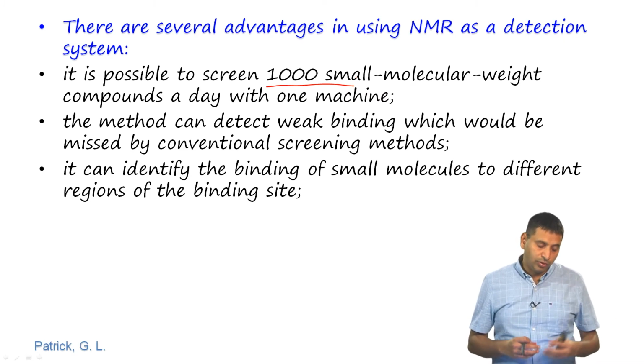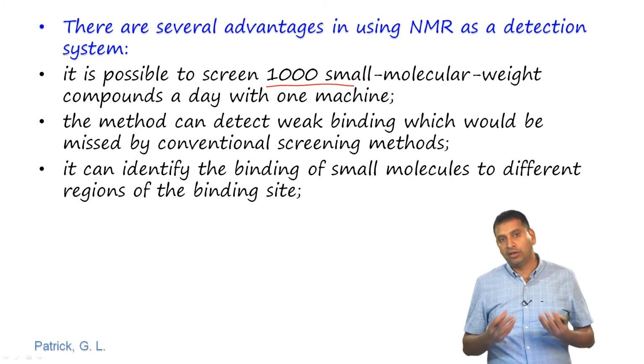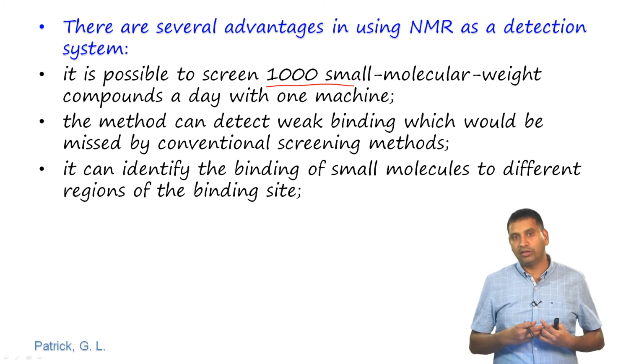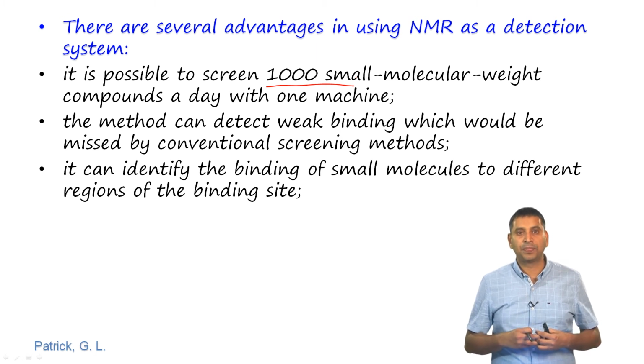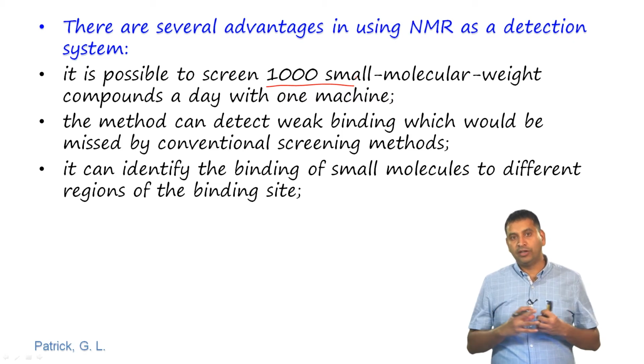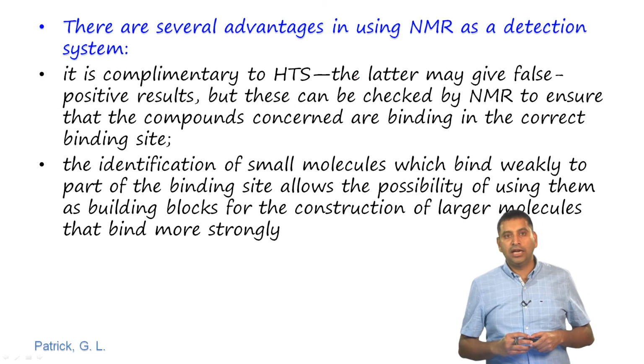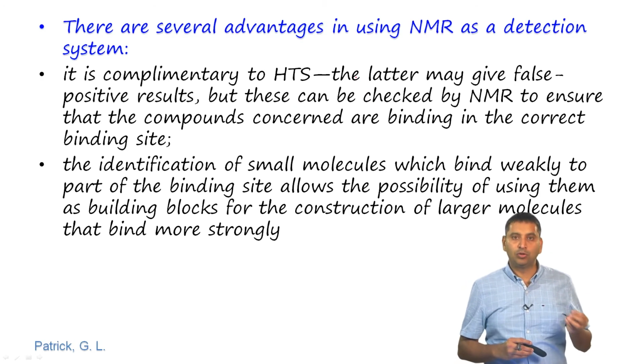So, for example, in fluorescence spectroscopy, if you are looking at binding, you can sometimes get signals which are not very strong, which are very difficult to detect. Also, it can identify the binding of small molecules to different regions of the binding site. So, using NMR spectroscopy, we can do that. And it's also complementary to high throughput screening.